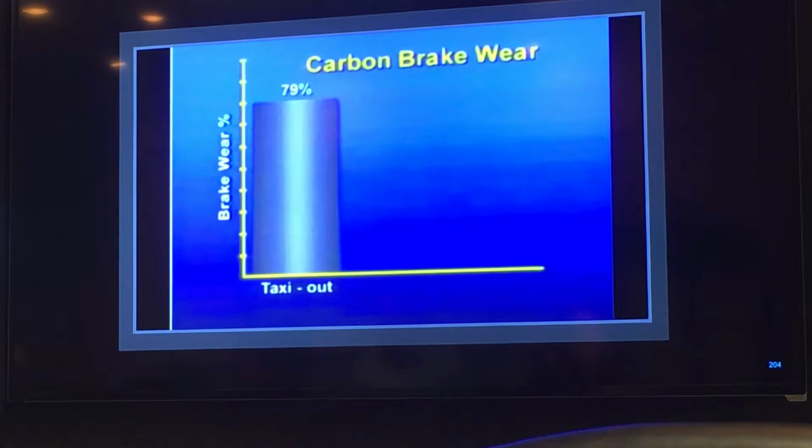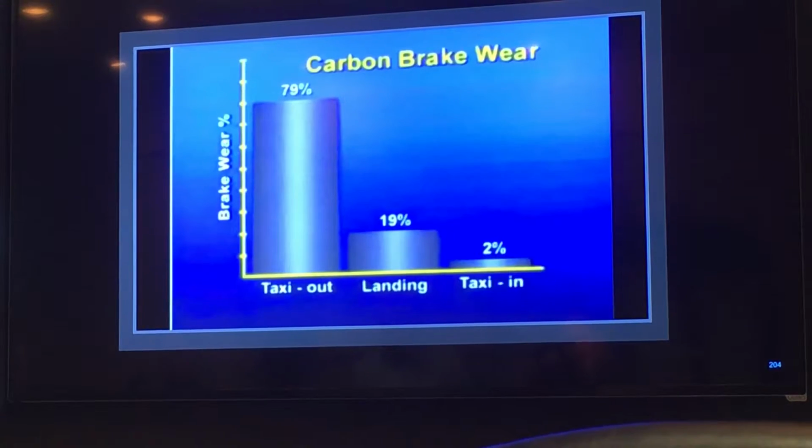79% of the total carbon brake wear occurs during the cold brake taxi out phase. The landing generates 19% of the total carbon brake wear. The taxi in or hot taxi generates an insignificant 2% of the total carbon brake wear.